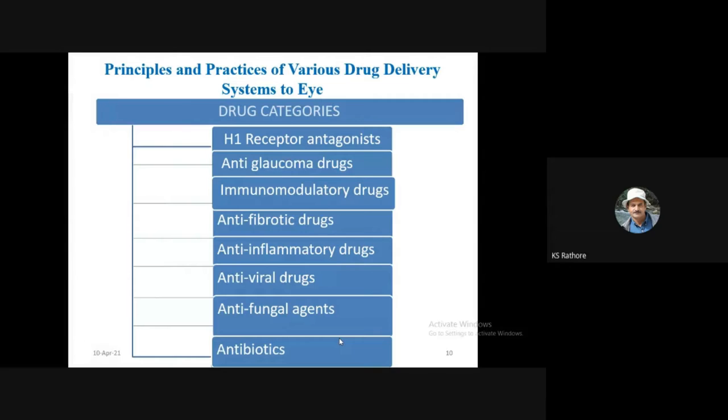Now, different principles and practices of various drug delivery systems to the eye. Different drug categories are utilized for different diseases, like H1 receptor antagonists, anti-glaucoma drugs, immunomodulatory drugs, anti-fibrotic drugs, anti-inflammatory drugs, antiviral drugs, antifungal agents, and antibiotics. So these kinds of medicines are generally used for ophthalmic drug delivery systems.